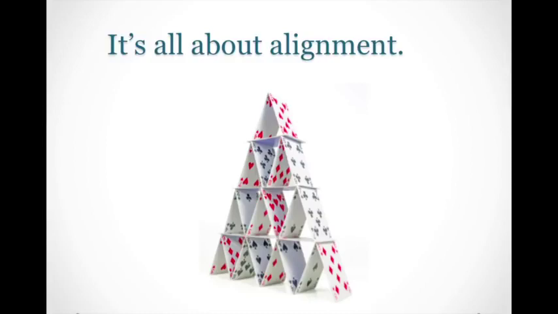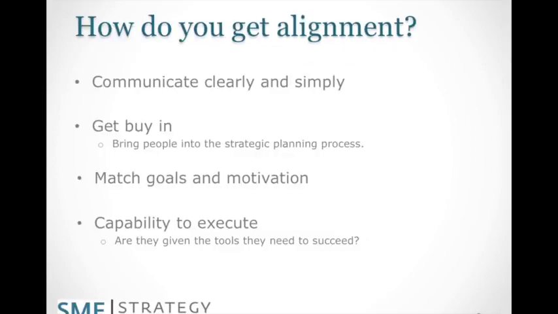And once you get alignment and buy-in, that's when real magic starts happening, and you make really big progress and important progress on your plan and everything that you work on. How do you get alignment? You've got to communicate clearly and simply. You need to get buy-in, so bring people into the process so they know how they can contribute. You need to match goals and motivation. Think of it from their perspective.